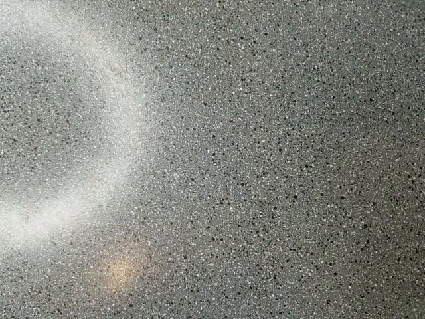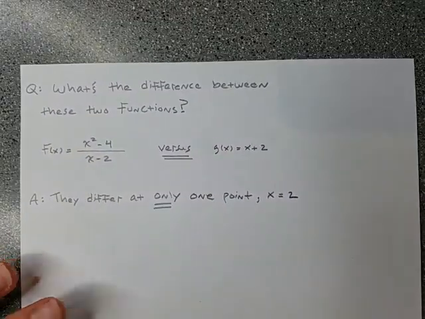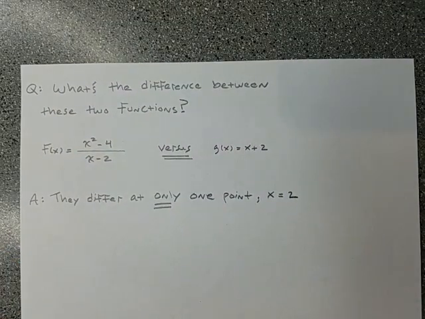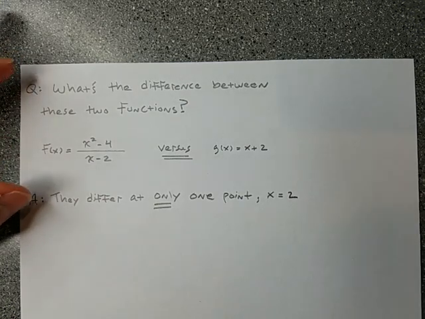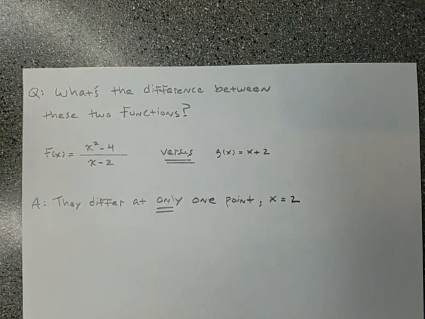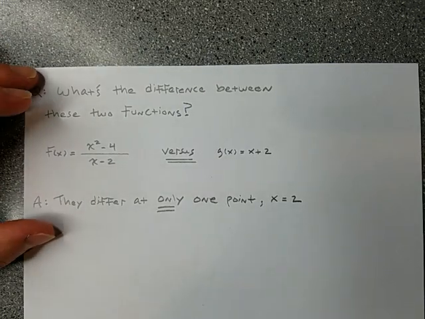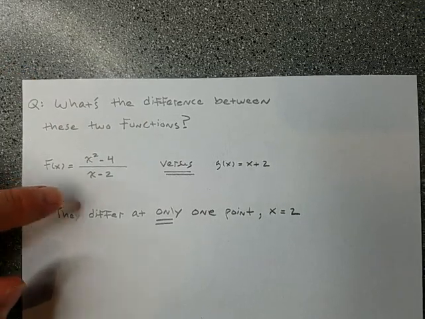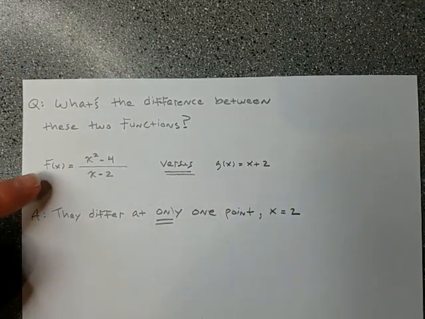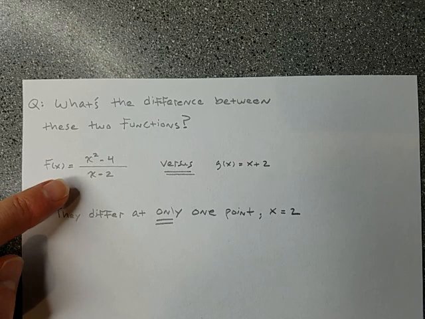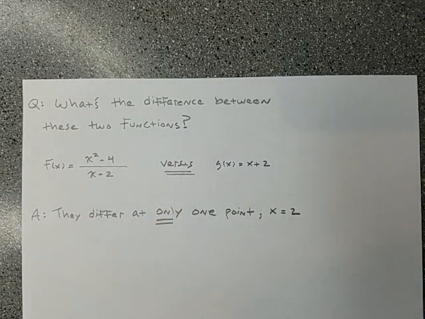All right, so that's one kind of philosophical question, a question that requires you to think a little bit about it, let some concepts sink in, and so on. Next thing I want you to realize is the difference between these two functions. What's the difference between f of x equals (x squared minus 4) over (x minus 2) and g of x equals x plus 2?